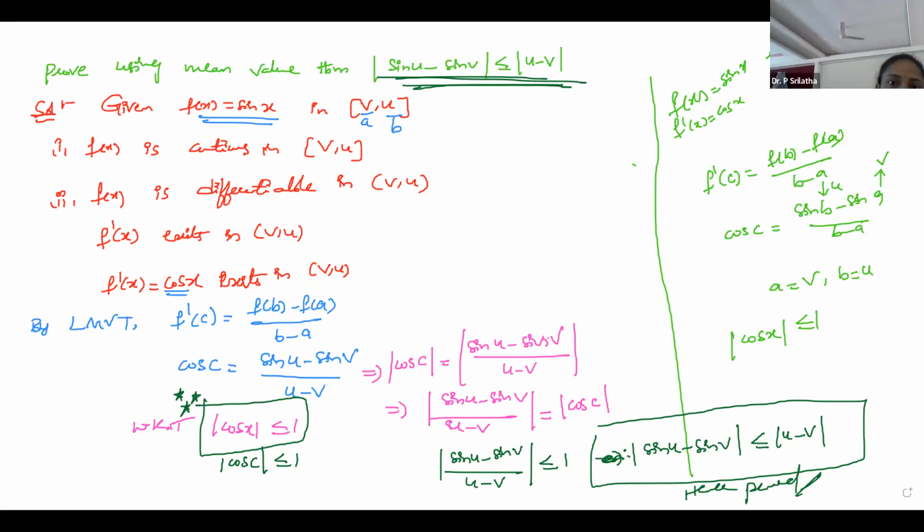So all of you try this problem. Using Lagrange's mean value theorem, prove that tan x is greater than x in 0 less than x less than pi by 2.